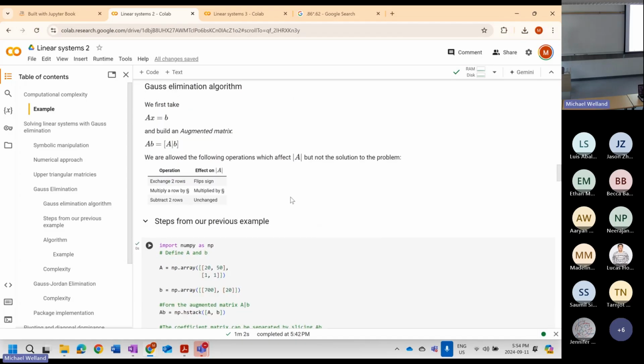Okay, we're allowed to do certain things on it. We're allowed to take the augmented matrix. We're allowed.